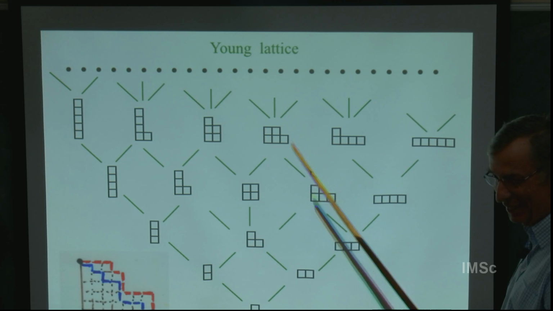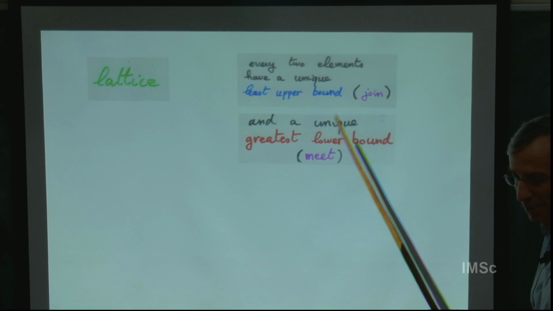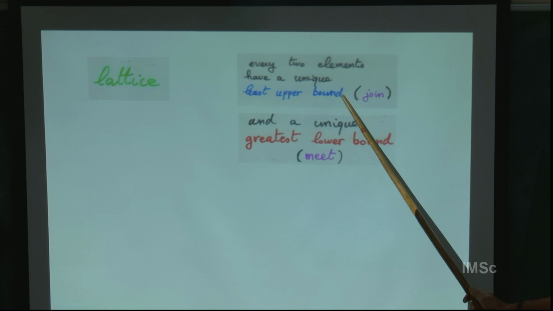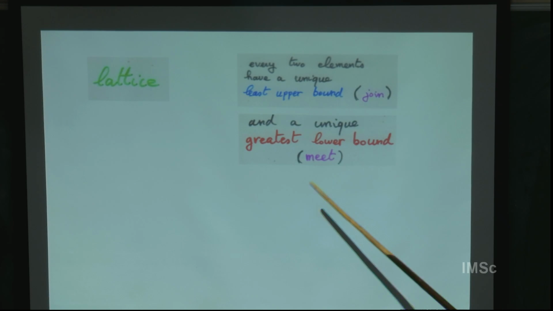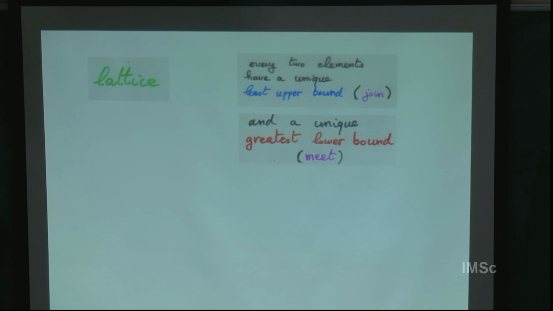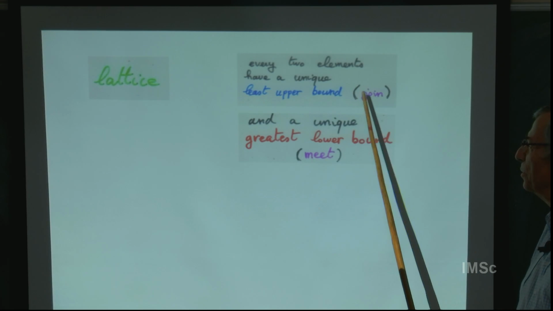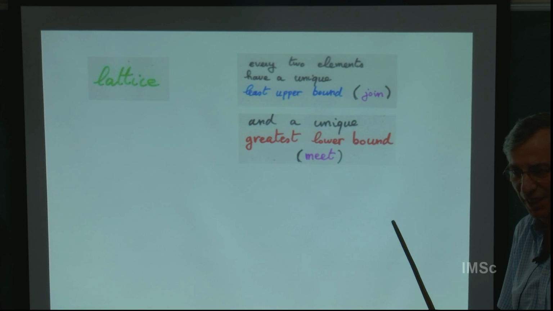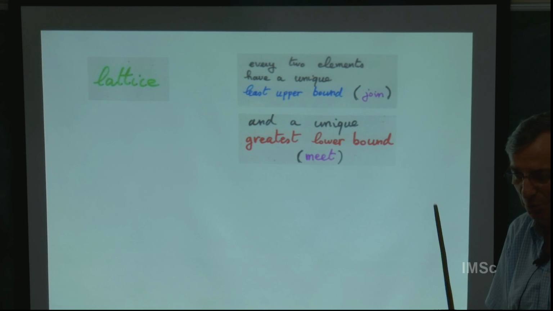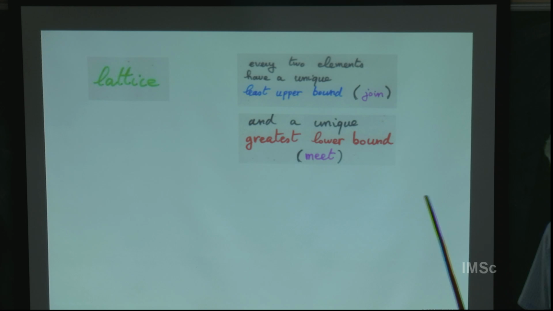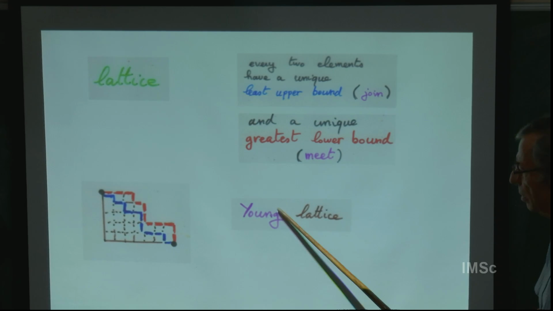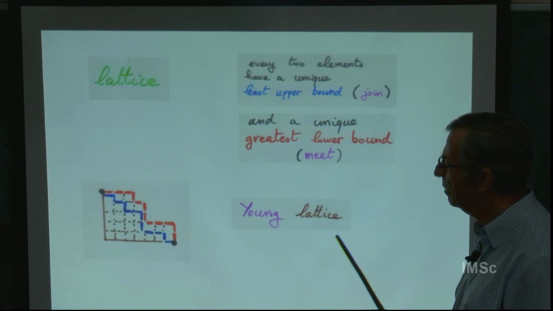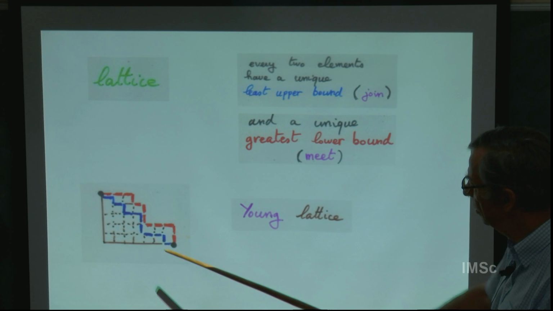And what does lattice mean? Lattice means that any two elements have a unique least upper bound, sometimes called the join, and a unique greatest lower bound, sometimes called the meet. So for the Young lattice, the meet is just the intersection of the two Ferrer diagrams, and the upper bound is the union of the two, as a subset of cells of the square lattice. So it's obviously a lattice, the Young lattice of Ferrer diagrams according to inclusion.